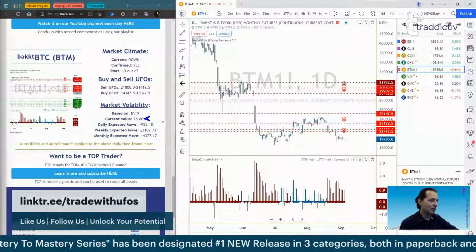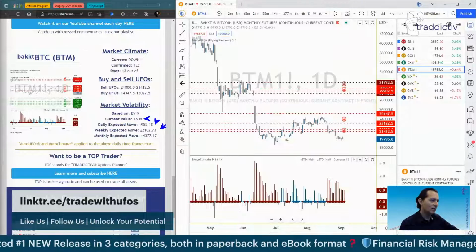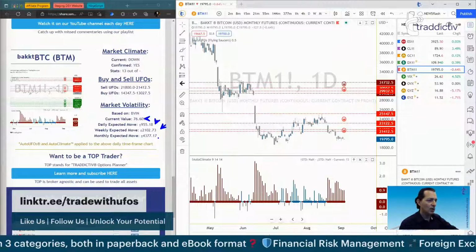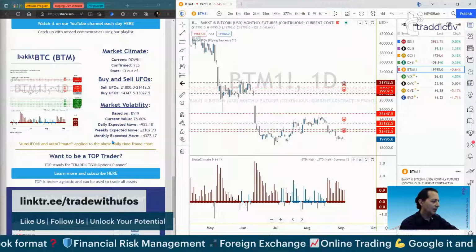Speed of movement expected to be at a rate of 76%. That is almost 1,000 points a day, almost 2,000, a bit more than 2,000 points a week, a bit more than 4,000 points a month, either up or down.